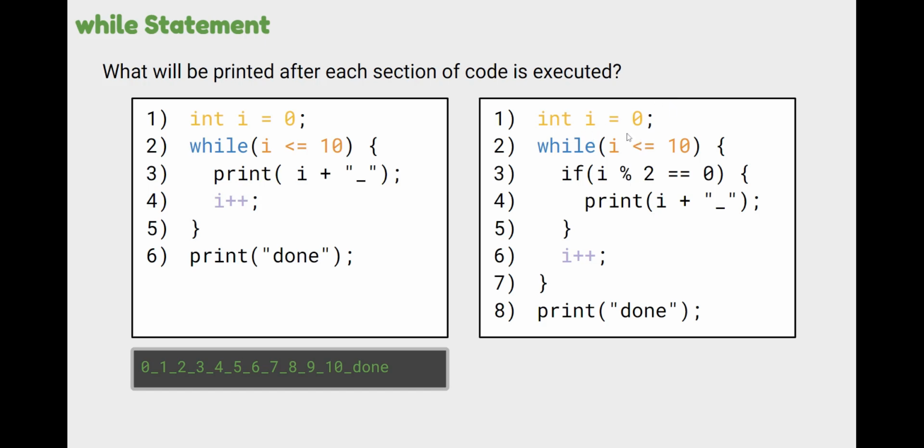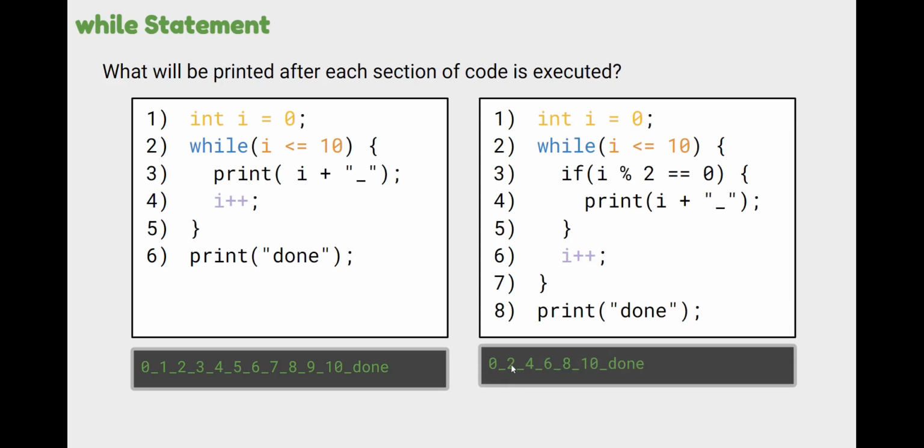We're still going to start counting at 0. We're still going to count while I is less than or equal to 10. We're still going to count up by 1, so we are still going to count from 0 to 10 by 1, but we're only going to print every time I is even. So now we're just going to print out 0, 2, 4, 6, 8, 10, and then we'll print that final done the first time I is less than or equal to 10 evaluates to false, and we step outside of that while statement.